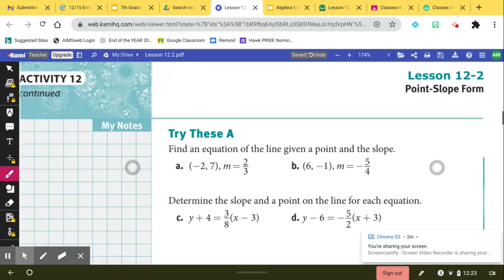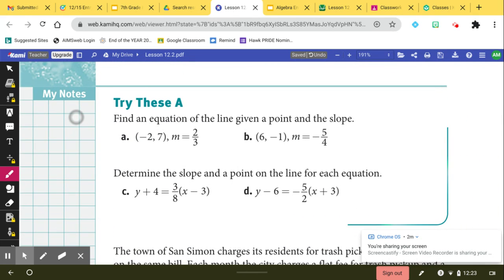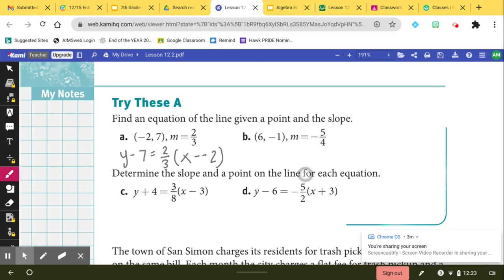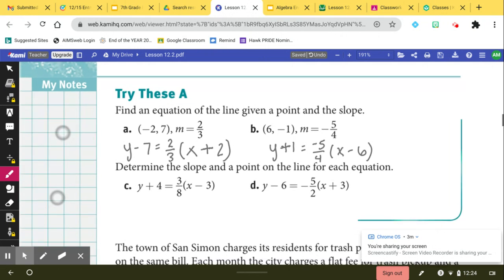So let's go into the try these. It says find an equation of a line given the point and the slope. So it's y minus the y value of the point, so y minus 7, equaling my slope, which is 2/3, times x minus the x value, so it'd be x minus -2, or subtracting a negative is the same thing as adding, so plus 2. And I can do the same thing over here. Y minus the y value, well, the y value is -1, or y plus 1, equaling -5/4 times x minus the x value, which is 6.